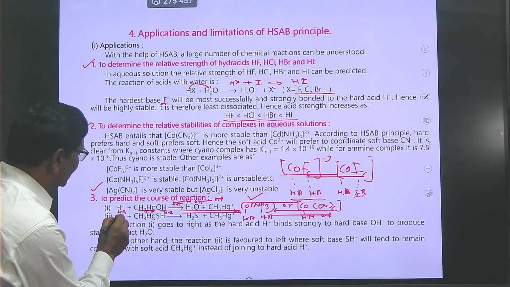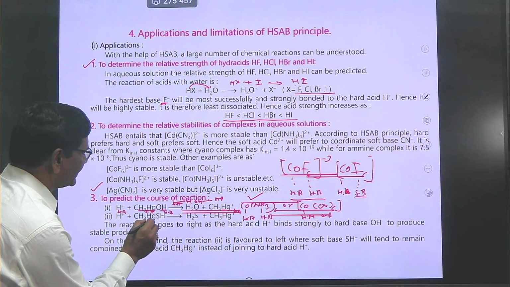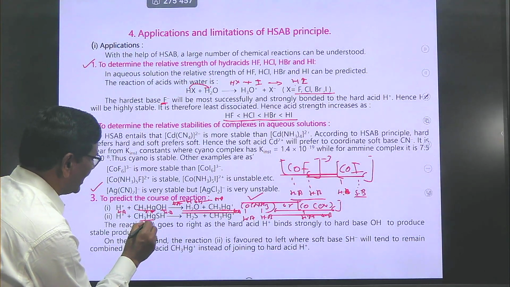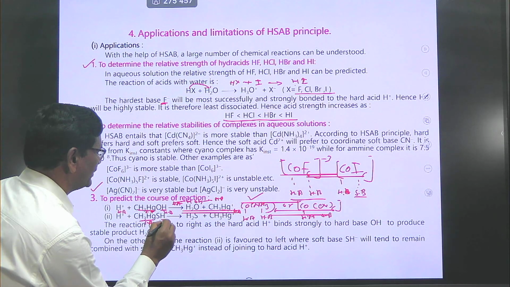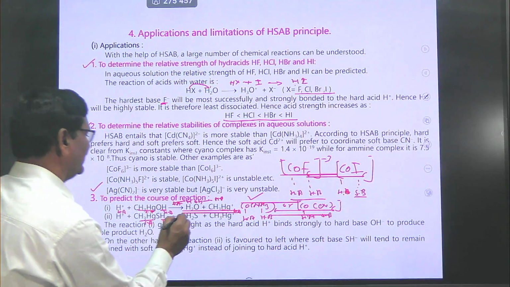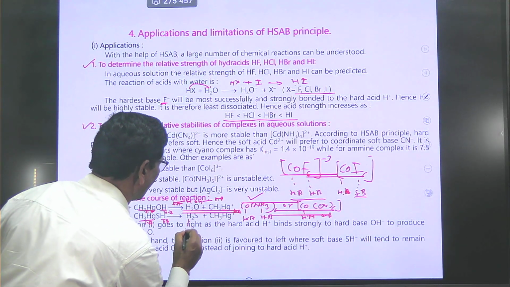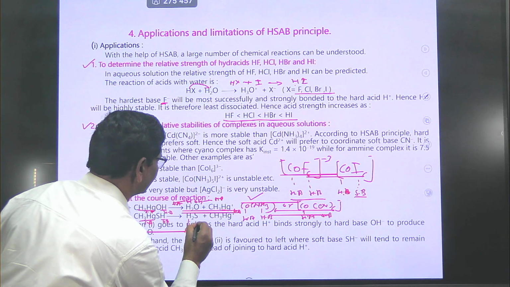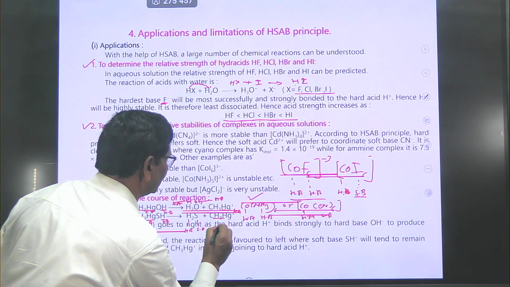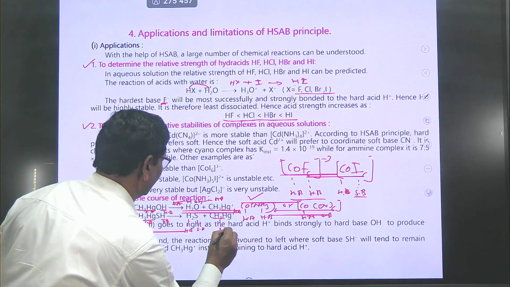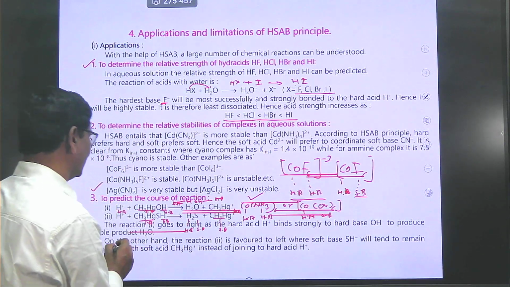In case of the second reaction, hydrogen is a hard acid. CH3Hg is the soft acid and this is the hard base. Here H2S, this is the hard acid and sulfur is the soft base. Here this is the soft acid. Here a hard-soft combination is there.